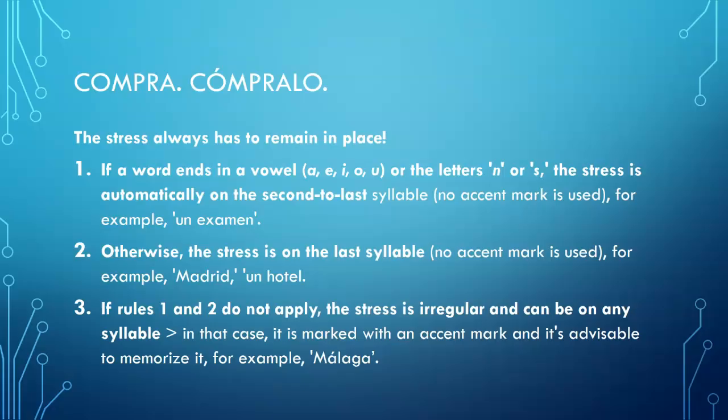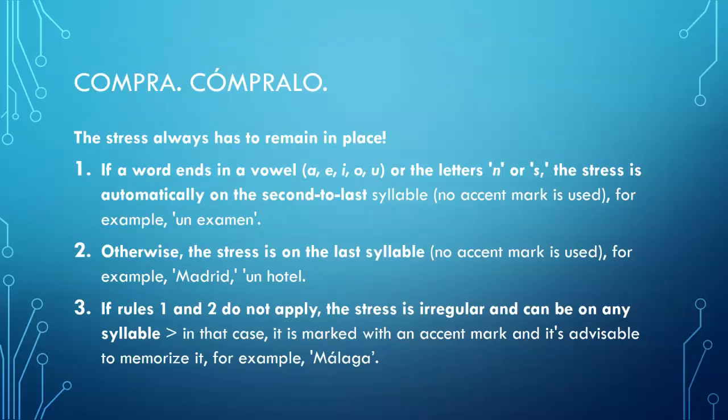If a word ends in a vowel, and we only have 5 vowels, a, e, i, o, u, or ends with the letters N or S. And how do we remember N, S? We can remember 2 Spanish names, Carmen, Carlos, okay? So if the word ends with a vowel, or like Carmen or Carlos ending with N or S, the stress is automatically on the second to last syllable, and we don't mark the accent.